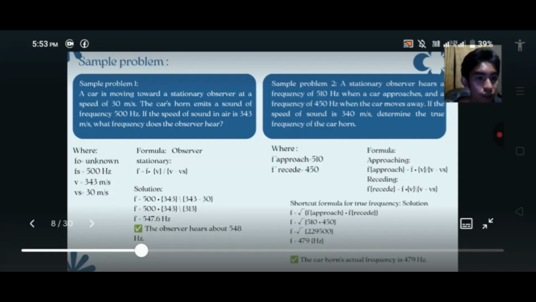Shortcut of the formula for the true frequency: F is equal to the square root of F approach times F recede. So the square root of 510 times 450 is equal to the square root of 229,500. The answer is 479 Hertz. The car horn's actual frequency is 479 Hertz.